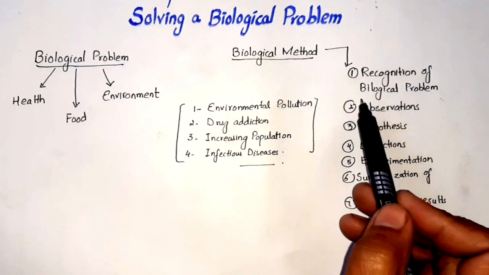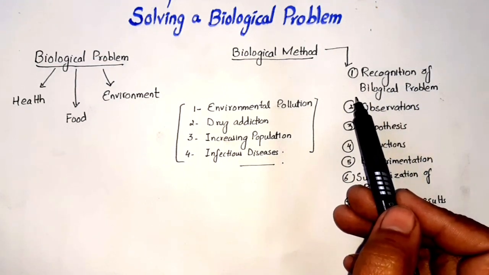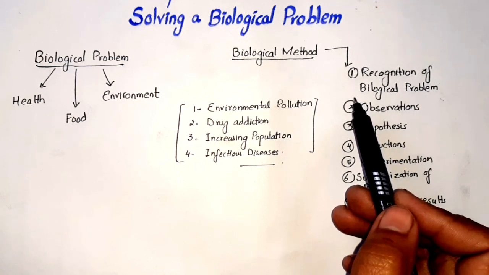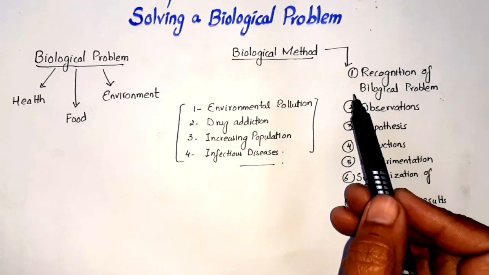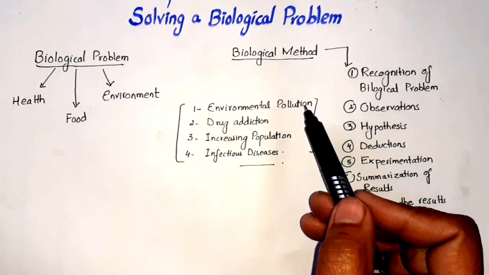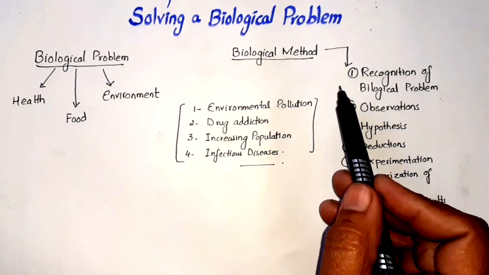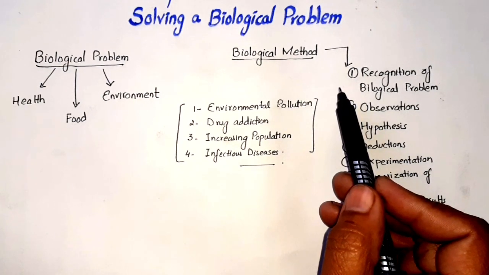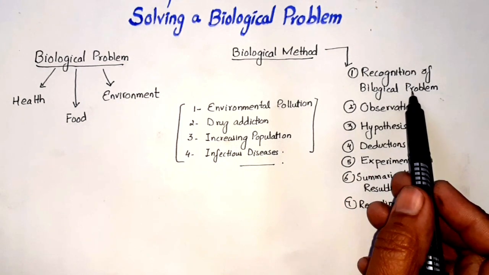First step is recognition of biological problem. It means that you have to recognize, or you have to find out, you have to identify the biological problem. If you are studying the environment, you have to identify or recognize any environmental issue, any environmental problem. Then by using this method, the first step and the most important step is recognition or identification of biological problem.